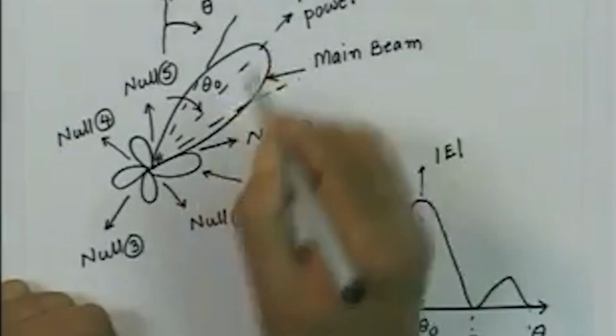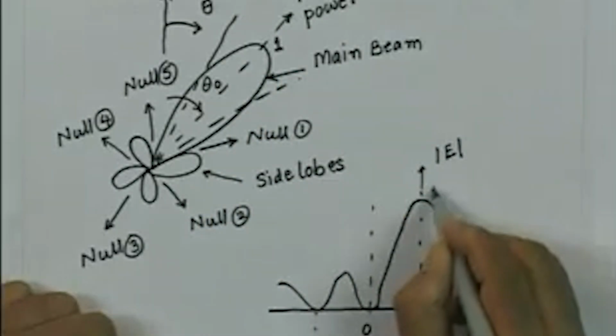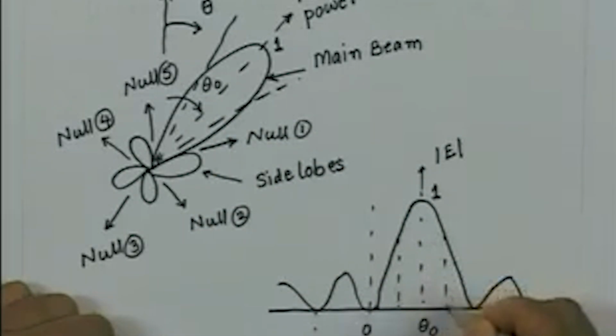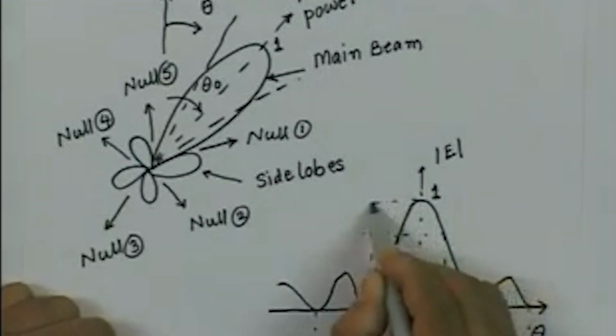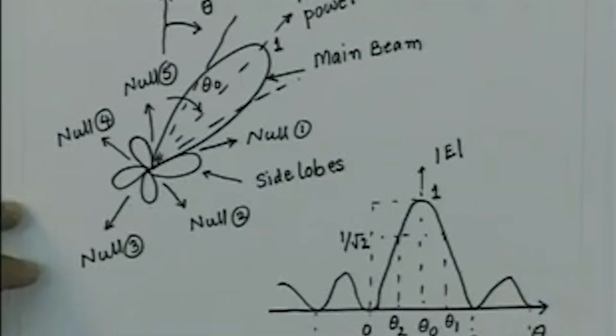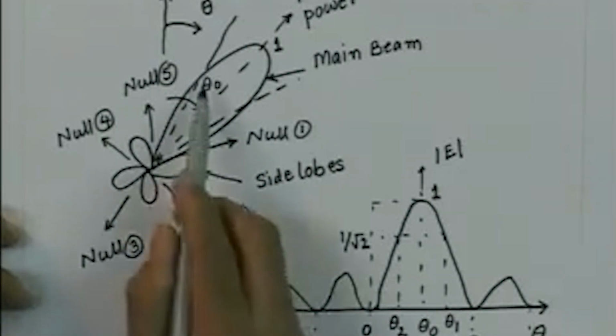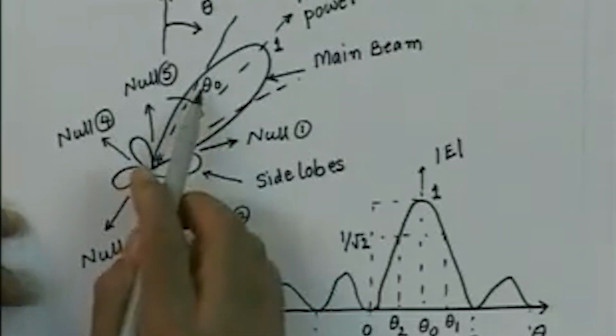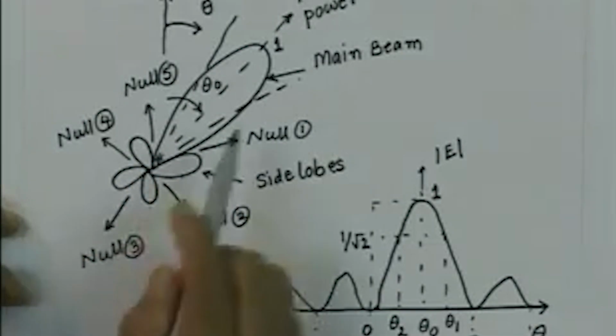Let us say, since the radiation pattern is normalized, this value is 1. Then I go to these 2 angles, one here and one here, where the electric field has dropped to 1 over root 2. So, I have these 2 directions, let us say theta 1 and theta 2, on either side of the maximum of the main beam, where the electric field would drop to 1 over root 2 of its maximum value. These we call the 3 dB points on the radiation pattern, because at these points the radiation or the power density would drop to 50% of its maximum value.